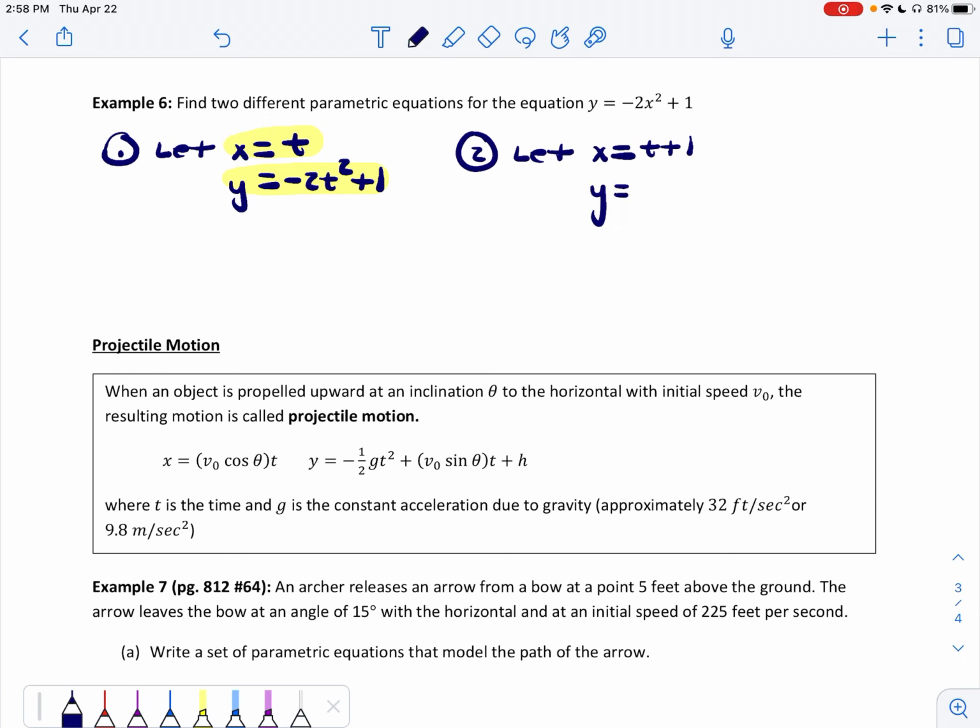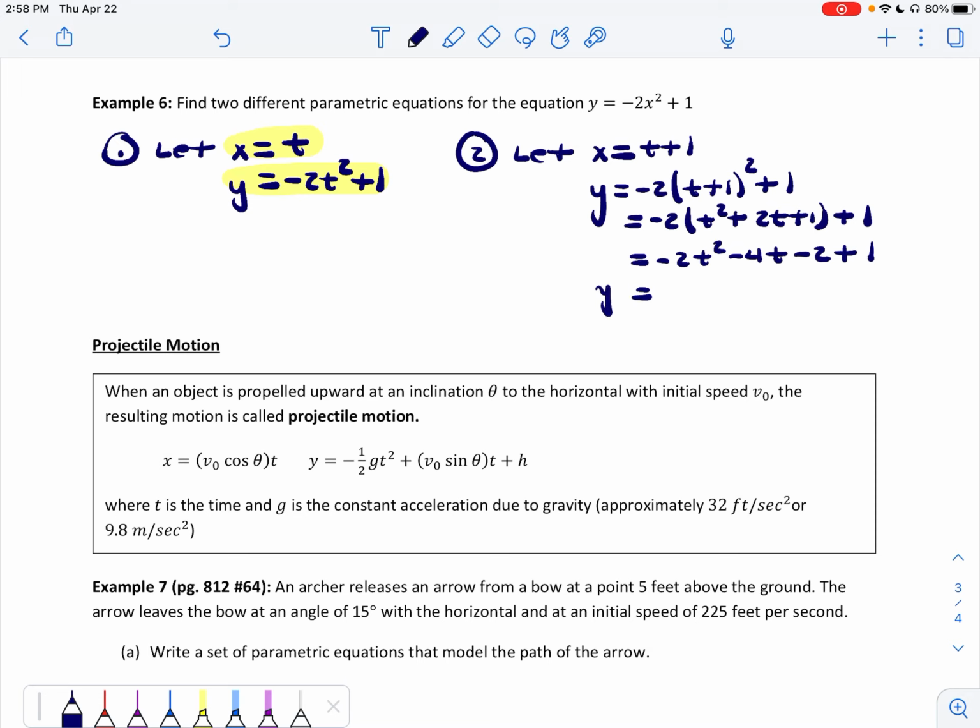So we get y is equal to -2 times t plus 1 quantity squared plus 1, or -2 times the quantity t squared plus 2t plus 1, and then plus 1 on the end. If you distribute in the 2, -2t squared minus 4t minus 2 plus 1, or finally, y is equal to -2t squared minus 4t minus 1. So that would be a second possible set of parametric equations.